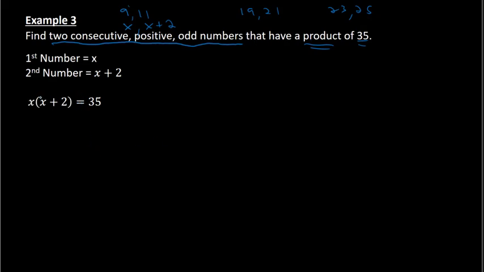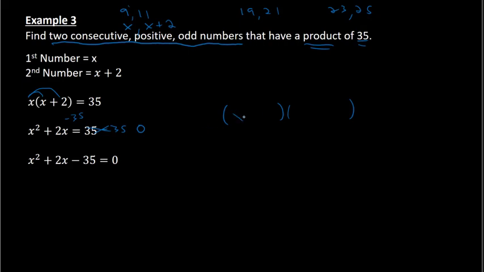Now I can solve this. We have x can be distributed, so that would give me x squared plus 2x. I need to set this equal to 0, so subtract 35 from both sides. So on the right side, that would be 0. On the left side, we have x squared plus 2x minus 35. That left side can factor.